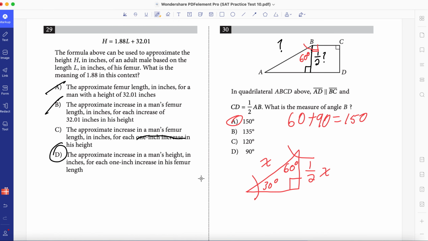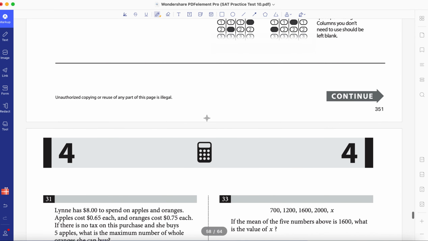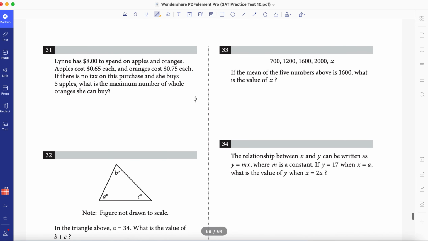Okay, so for this one, we finished the multiple choice. For this one, Leanne has $8 spent on apples and oranges. Apples cost 0.65 each, oranges 0.75 each. If there's no tax, she buys 5 apples, so it's the maximum number of whole oranges.